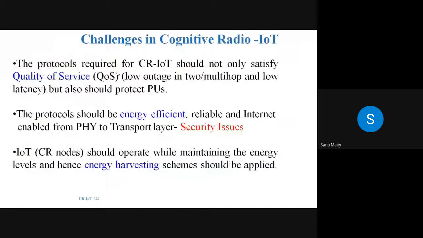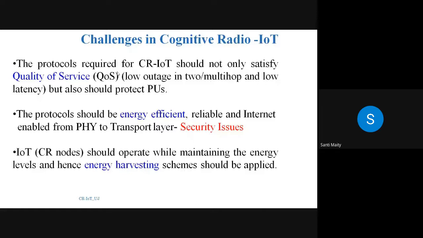Now with this, let us go to the challenges in CR-IoT. If we summarize all these things, we find that spectrum is an important issue. Power control in data transmission is an important issue in order to make transmission interference free and reliable. The protocol required for CR-IoT should have quality of service, what we call low outage, which means the connectivity should not break. Low outage means link connectivity or reliability of data transmission or rate of data transmission.